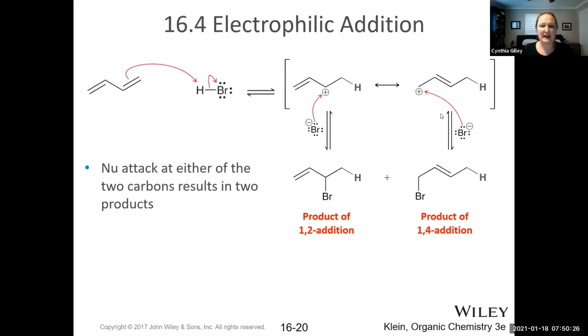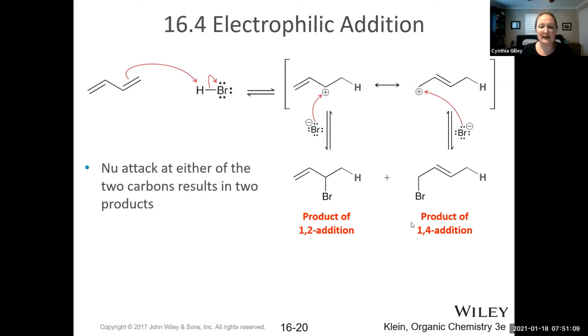And because bromide is attacking two different carbons, we end up with two different products. Sometimes people name these products and they call this the product that's the result of 1,2 addition versus this product, which is the result of what's called 1,4 addition. That comes from, if you were to number the carbons, for example, 1, 2, the hydrogen and the bromine are getting added on adjacent carbons, or carbons 1, 2. If we start counting where the hydrogen was added and we count to where the bromine was added in the second product, it looks like they're on carbons 1 and 4. That's where the term 1,4 addition comes from.